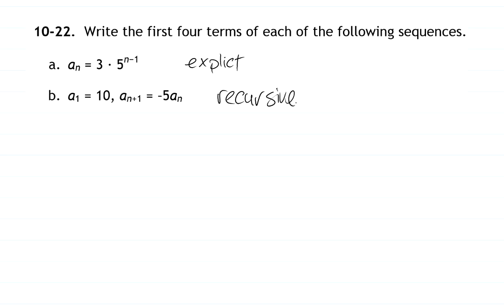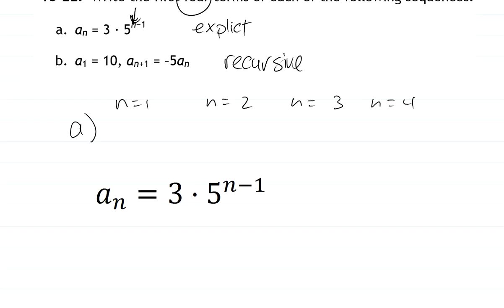So let's do the first one, the explicit one first. It says find the first four terms. So if I'm doing this for A, all I'm going to do is plug in a 1, a 2, a 3, and a 4 for n. So I'm going to be looking at when n is 1, when n is 2, when n is 3, and when n equals 4. It's going in right here, n minus 1 power. Actually, that's a little small, so let me put the equation down here.